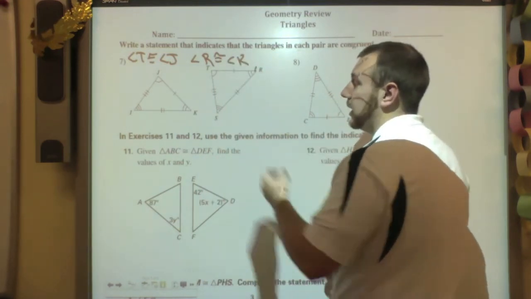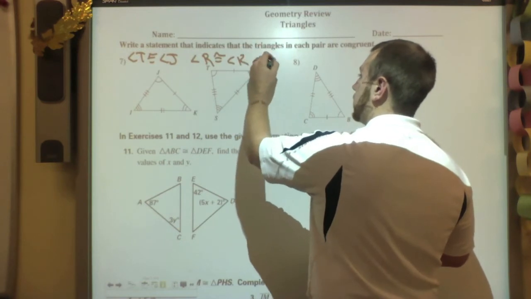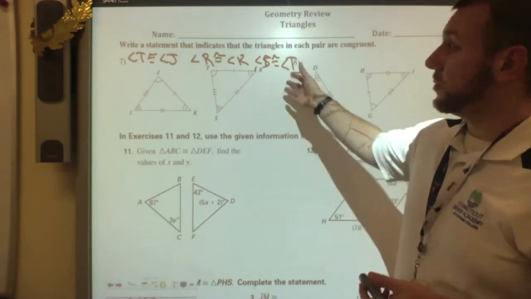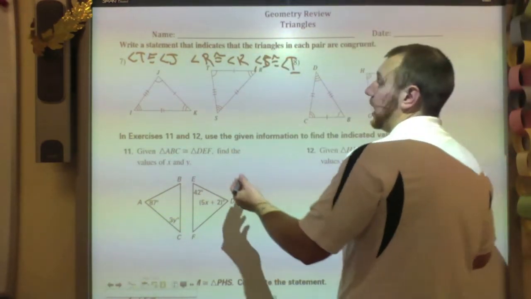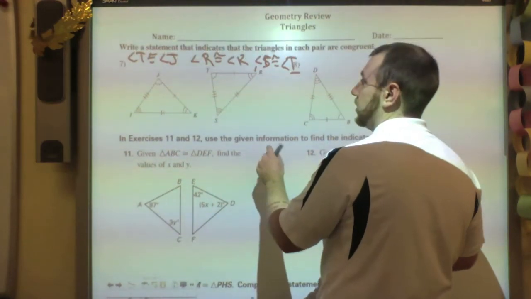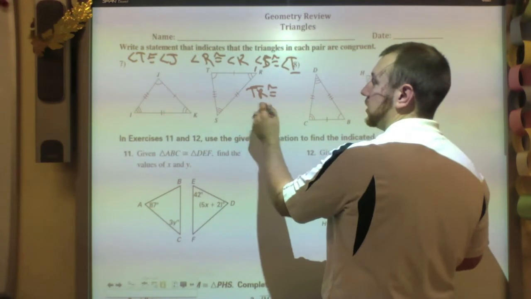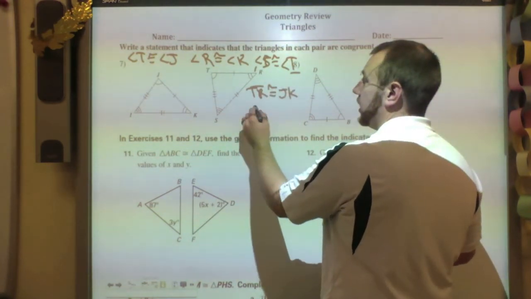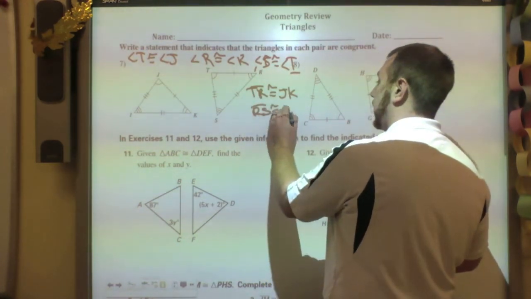I can also say angle S is congruent to angle I. I can also repeat with the sides. So side TR is congruent to side JK. Side RS is congruent to KI.